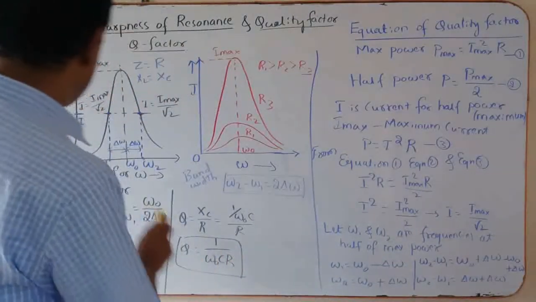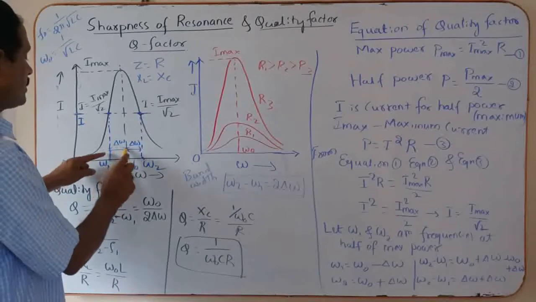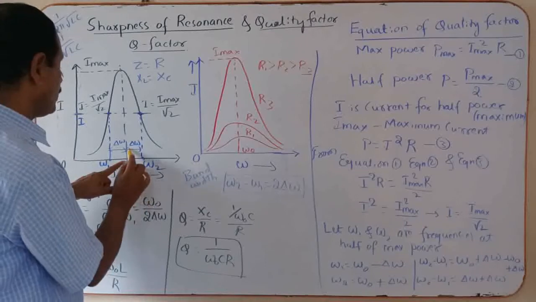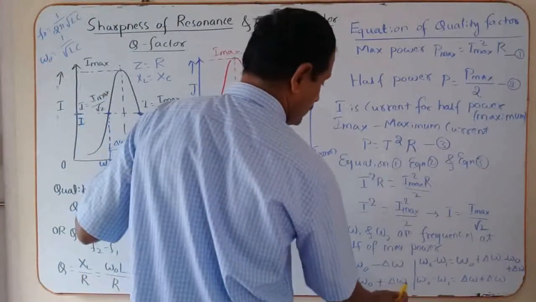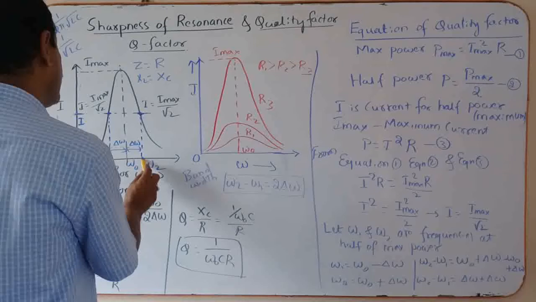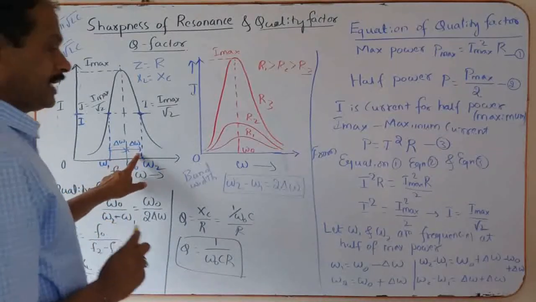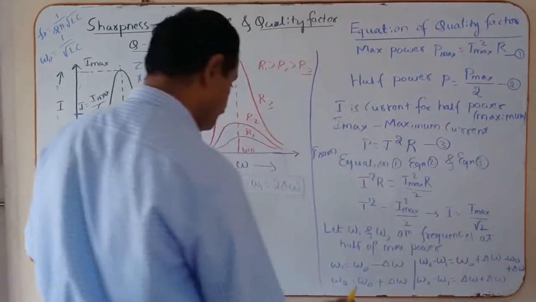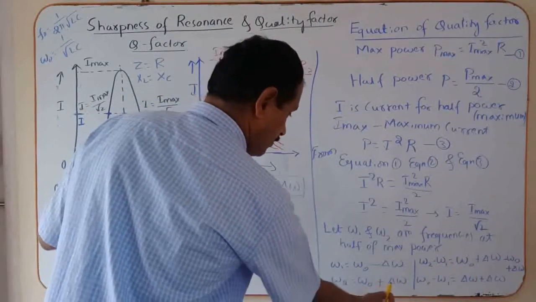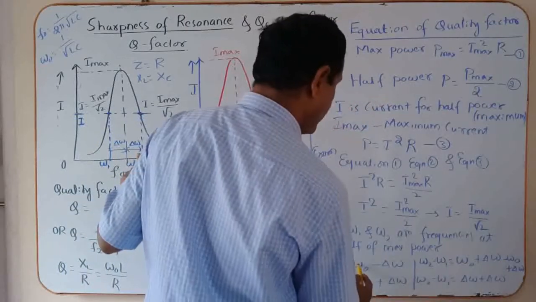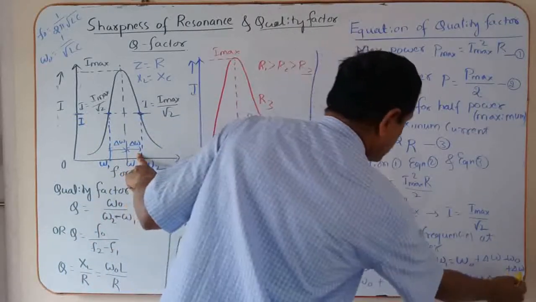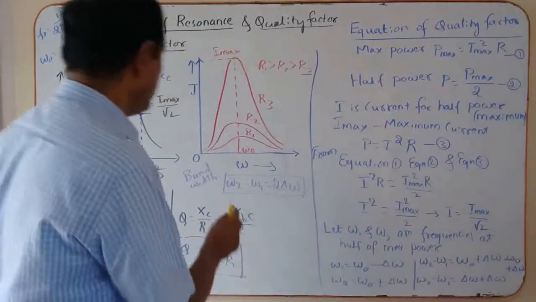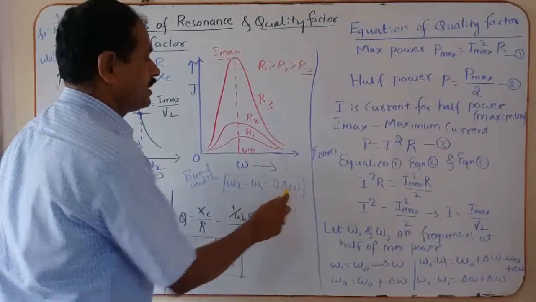Now omega 1 is omega 0 minus delta omega. Omega 2 is omega 0 plus delta omega. Now the difference of these two, omega 2 minus omega 1: omega 0 plus delta omega, minus omega 0, minus becomes plus delta omega. Now omega 2 minus omega 1 is delta omega plus delta omega, that is 2 delta omega.